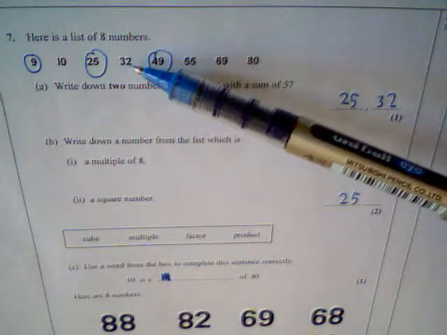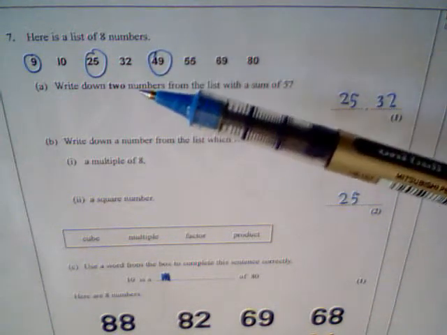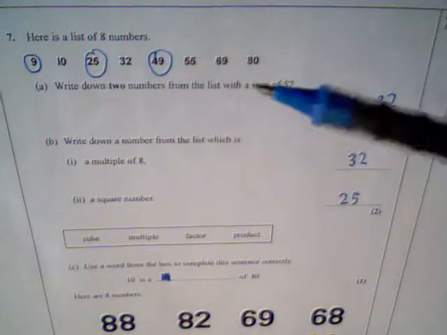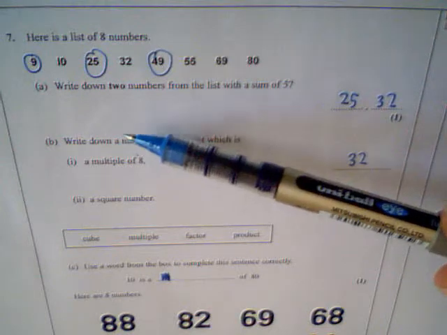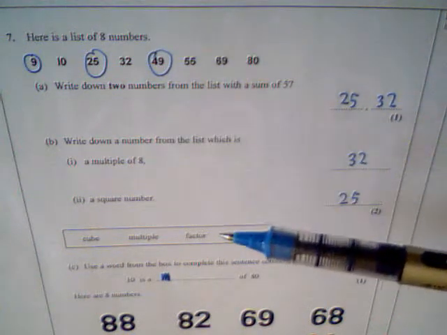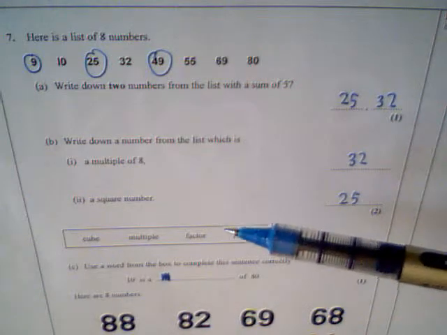We look at 32, and what do we see? Yes, there is a number which makes 57, and that's 25. So it's 25 and 32. Write down a number from the list which is a multiple of 8: 32, because it's 8, 16, 24, 32.